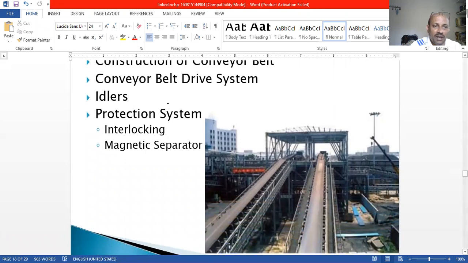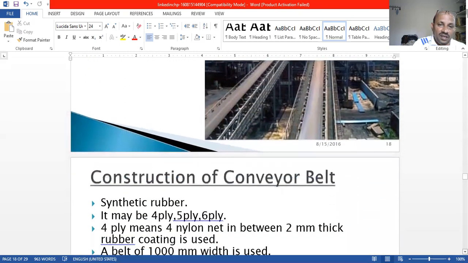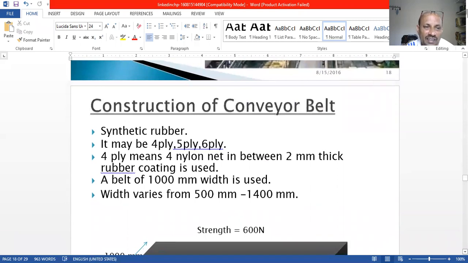Conveyor belt with the drive system, idlers will be there, meaning rollers, meaning wheels. Protection system interlocking will be there, magnetic separators will be there. If there is any iron content, we can easily extract it. And different constructions of the belt will be there. This construction has synthetic rubber, 4 ply, 5 ply, 6 plies, meaning a number of nylon layers. So 4 ply means 4 nylon nets with a 2 mm thick rubber coating. That is the belt.